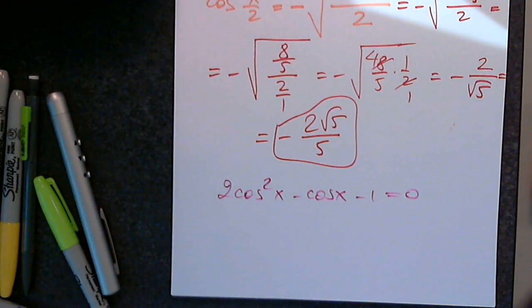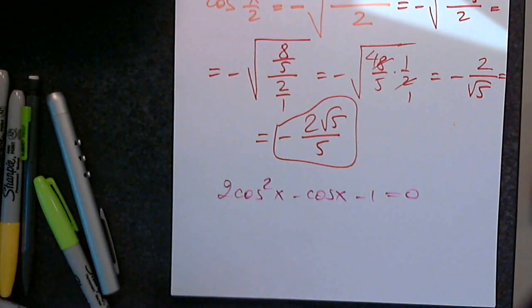Again, same questions all over again. What is this? Yes, I completely agree. It's a trig equation because the variable is basically cosine, first of all. And it's quadratic because it's quadratic in cosine. Very good. So perfect identification.